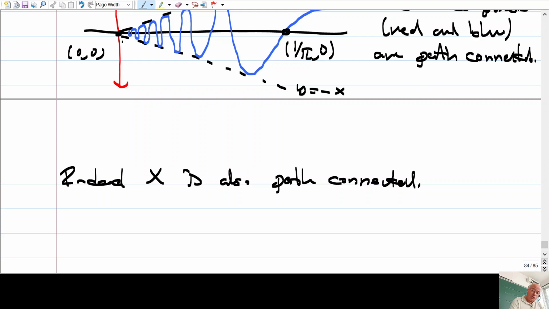There is a path joining these two. What is that path? Gamma t is this.